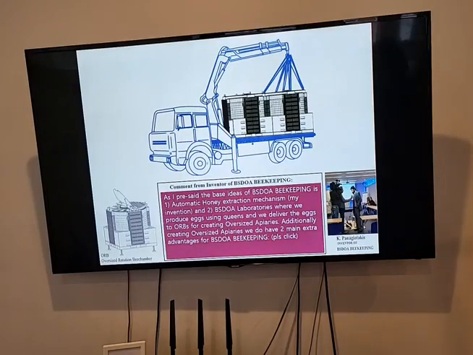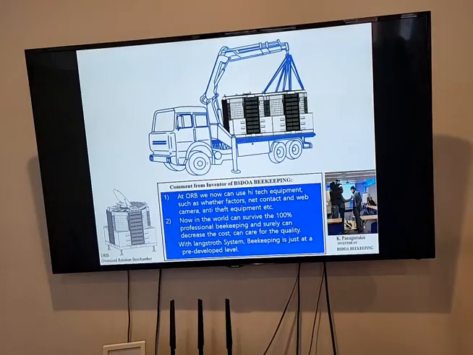As I present, the base ideas of Bsdoa beekeeping are, first, the automatic honey extraction mechanism, my invention, and second, Bsdoa laboratories where we produce eggs using queens and deliver the eggs to the orb, this is the orb, for creating oversized appearance. Additionally, we have two main extra advantages. First, at the orb we can use high-tech equipment such as weather sensors, net contact, web cameras, anti-theft equipment, etc. Second, it can survive as 100% professional beekeeping and can decrease cost and care for quality.